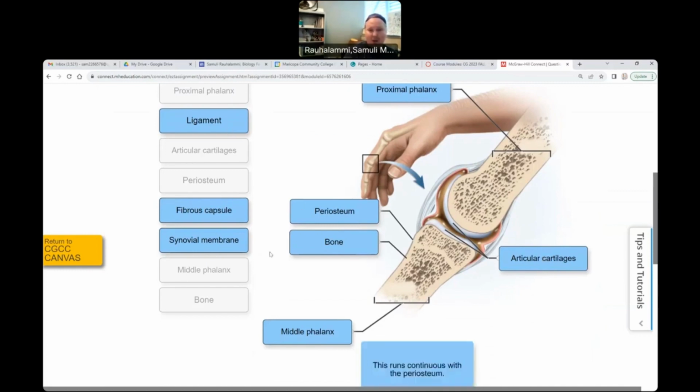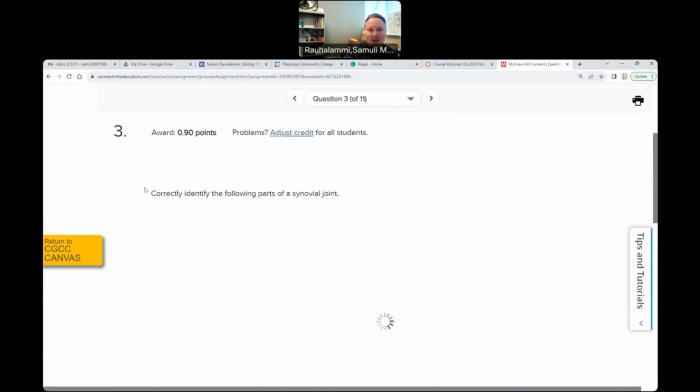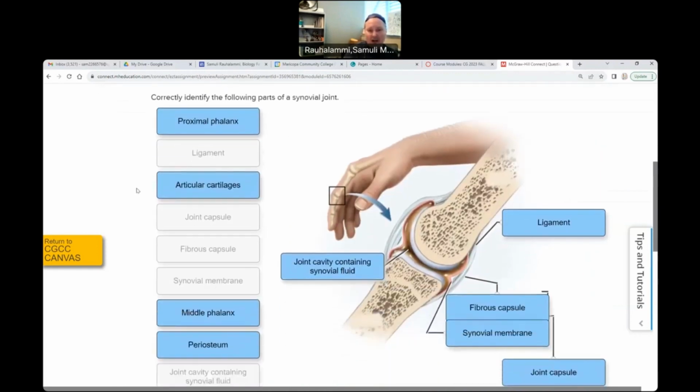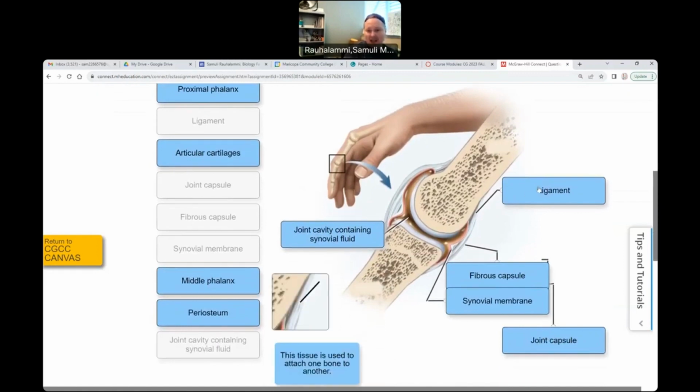There are a few other words, but they haven't been labeled in this particular diagram. So there are going to be other diagrams where you get to label those parts as well. We're seeing the ligament, tissue used to attach one bone to another. So you're seeing the bones attached with this ligament. We're also seeing the joint cavity, the space between the bones of the joint, and we see how it contains the synovial fluid.